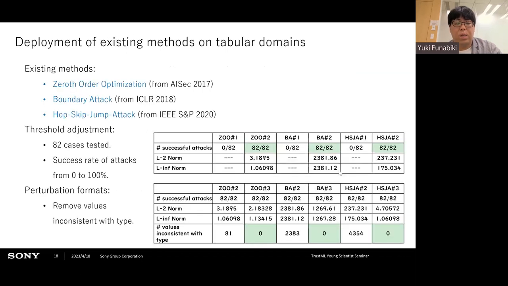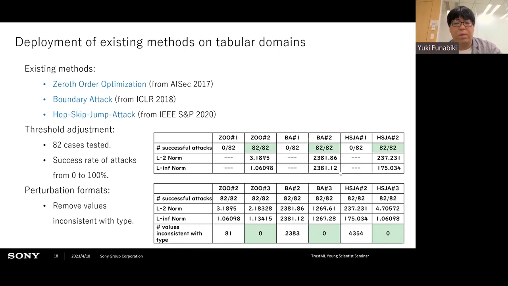And after that, we use 3 types of adversarial example generation algorithms: ZOO, zeroth order optimization, Boundary Attack, and HopSkipJump Attack. These are black box adversarial example generation algorithms, and we calculate the success rate of successful attacks for each algorithm.